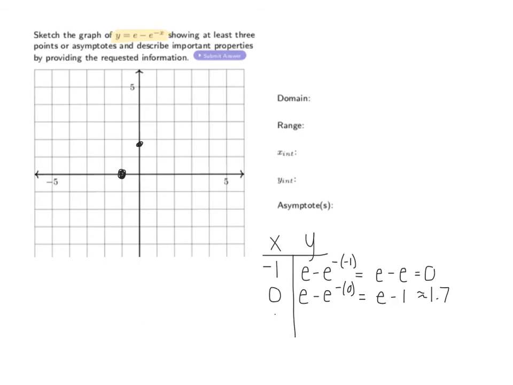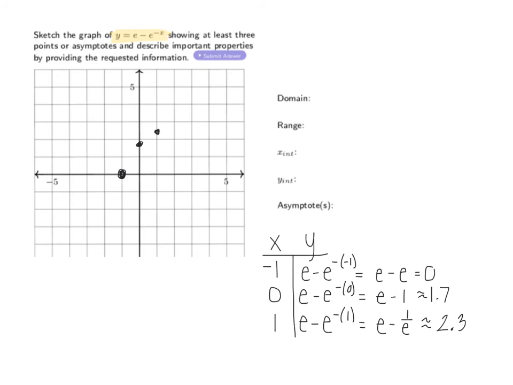Let's do another point just to make sure. Plug in 1. This will give you e minus, whenever you have a negative exponent, bring it to the bottom. Put that in your calculator, you'll get about 2.3. So at 1, you're at 2.3. Oh, interesting.